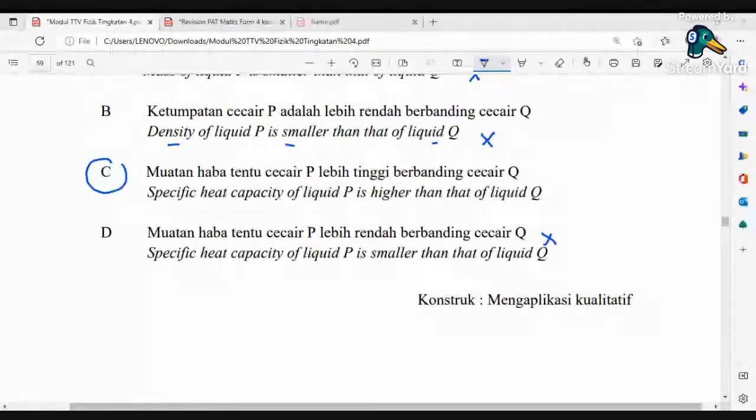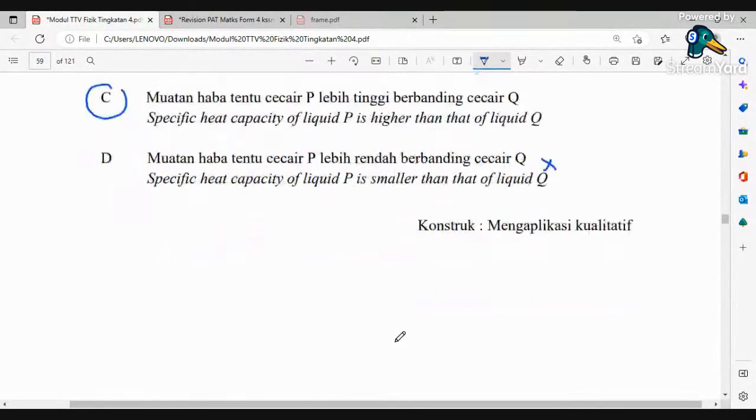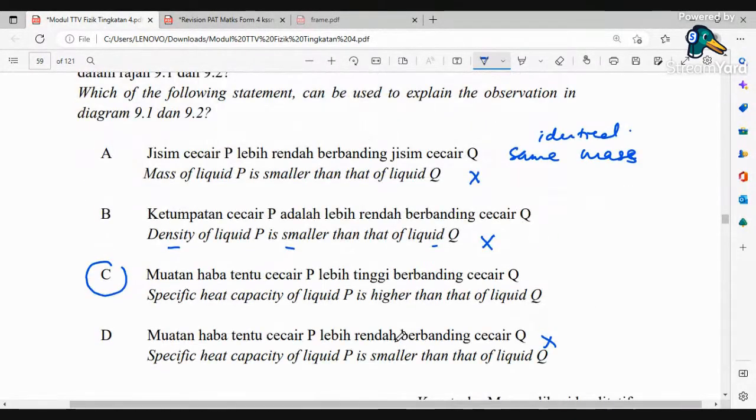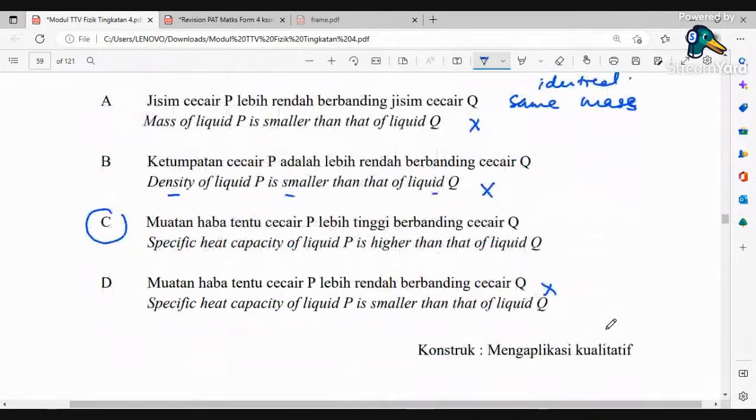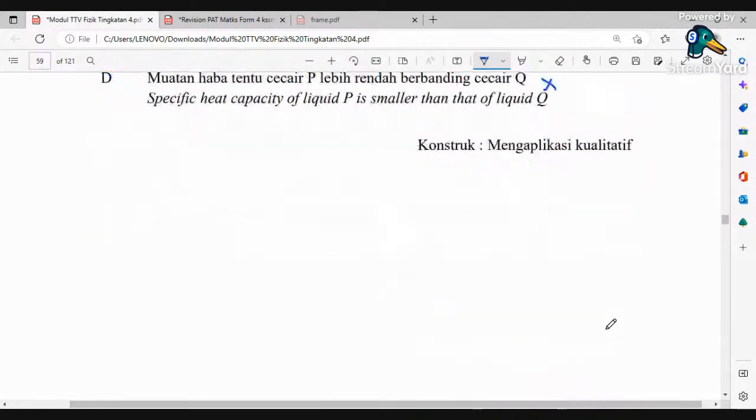Okay, if you have any question, just write in chat. Tulis dalam chat. If you don't agree with the answer, also you can write in chat. Okay, that one done already, paper 1.